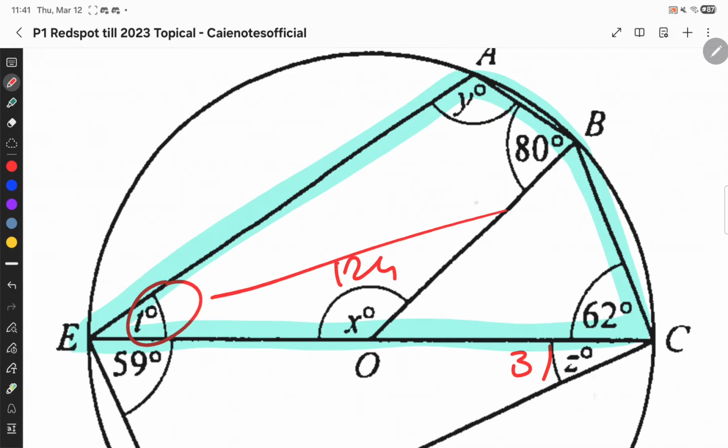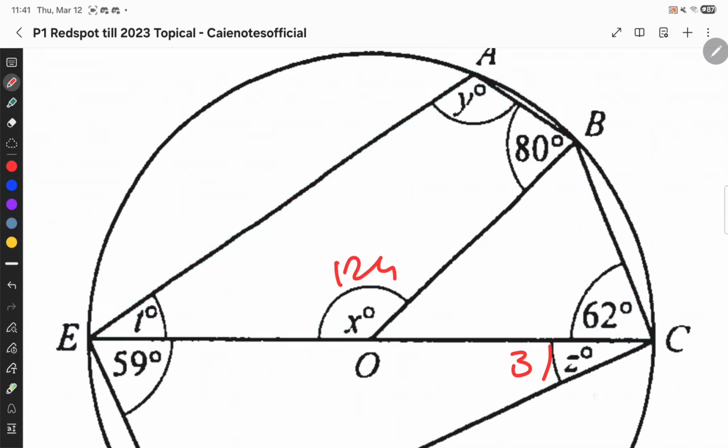t and opposite to it is 80, so we can use this to help. This is isosceles because of radii. This is 62. 80 plus 62 is something. 180 minus 80 minus 62 is equal to 38, which is our answer.